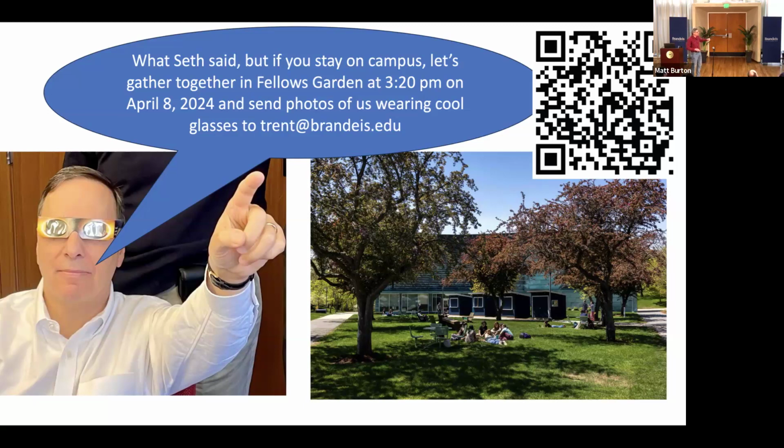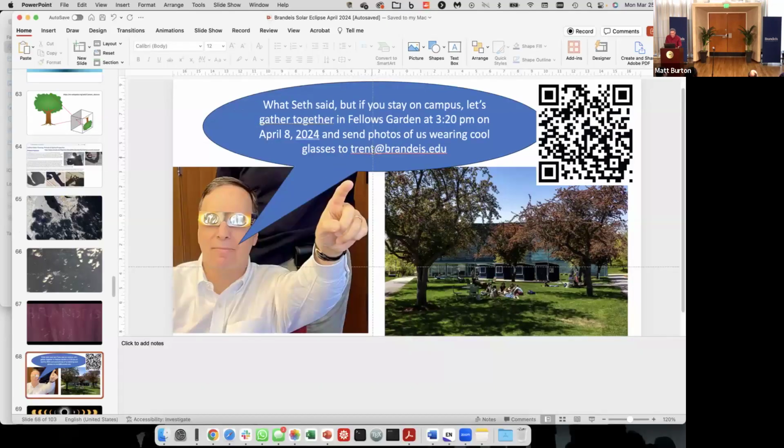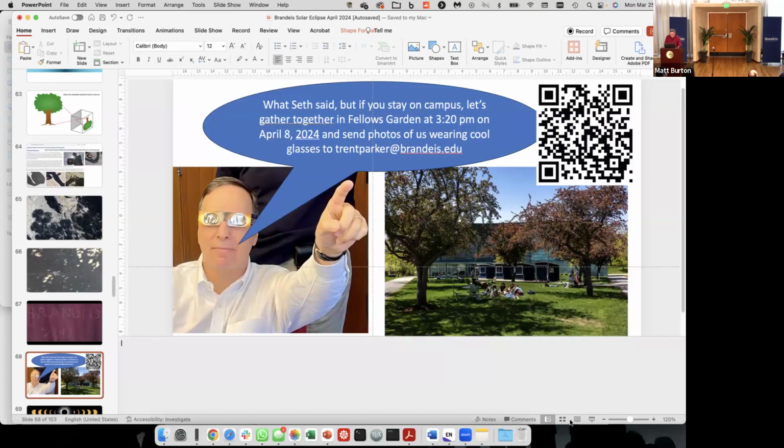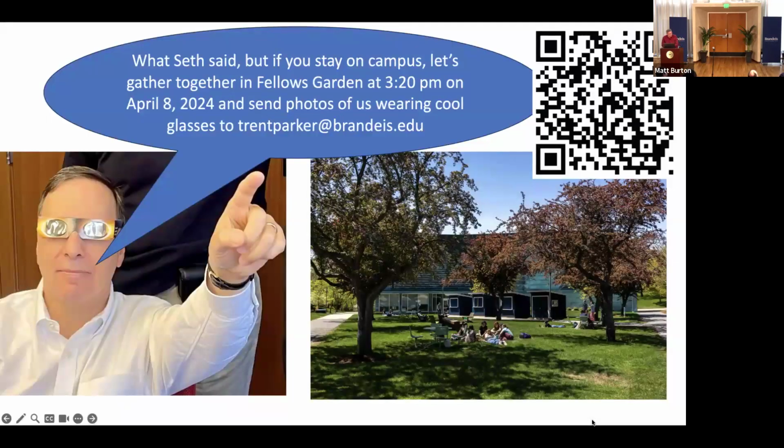But he says, if you're going to stay on campus, let's gather together at 3:20 p.m. on April 8th in Fellows Garden. It's nice for everybody to be together. You can do this projection of the pinhole onto the screen and then take silly pictures wearing the glasses and send them to Trent Parker. Oh, this should say Trent Parker, not Trent. How did I screw that up? Right, your email is Trent Parker. Okay, fix that. That's the correct email to Trent Parker, or this QR code.